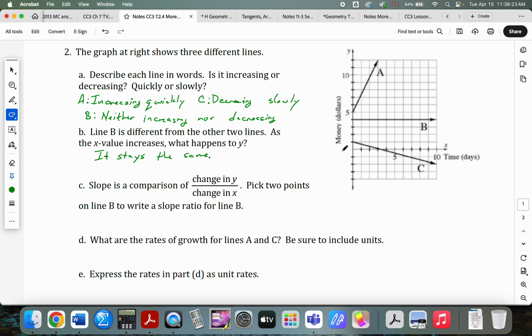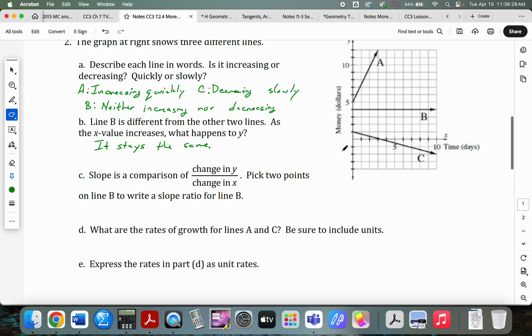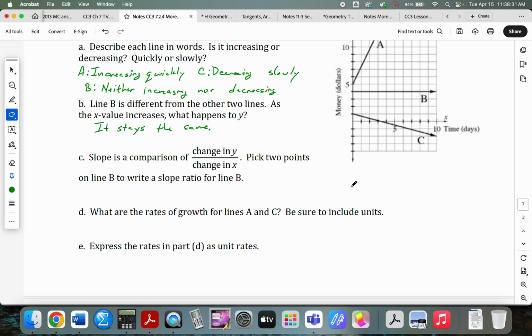So as a reminder, slope is a comparison of the change in Y to the change in X. Let's pick 2 points on line B and write a slope ratio for B. I'm going to use this point and this point. This point has coordinates 2, 4. This point has coordinates 5, 4.